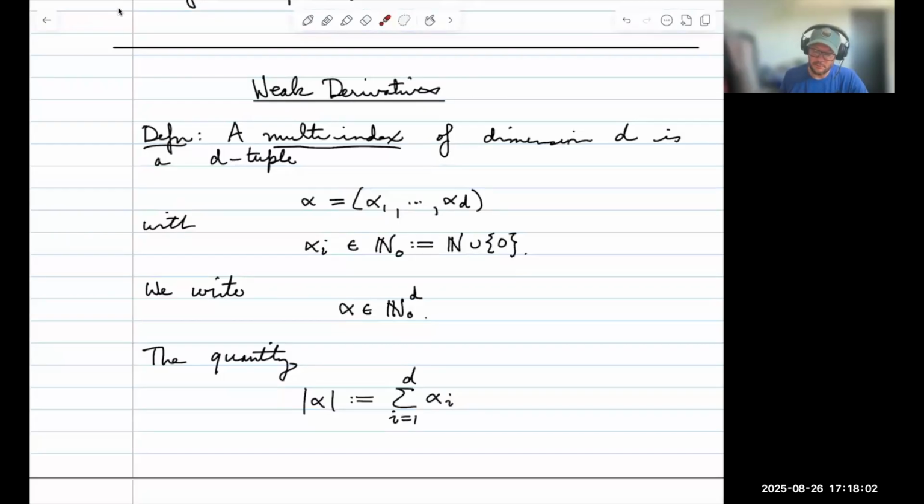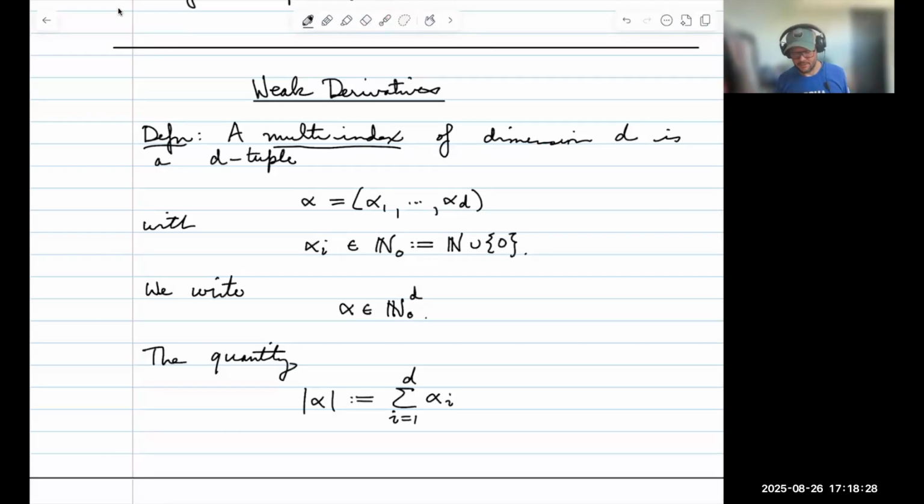So I need to tell you what is called a multi-index. So a multi-index of dimension d is a d-tuple, alpha equals alpha 1 up to alpha d. So I could put a vector symbol on top of this, and sometimes I used to do that. I don't want to do that because it's not a typical vector in the usual sense. So I'm just going to leave that off.